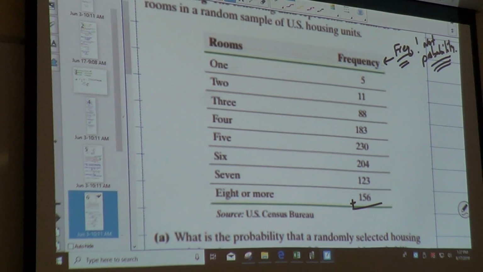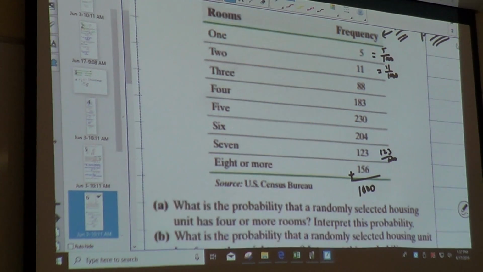What does that add up to be, somebody? 1,000, I think. It adds up to be 1,000. So if we want to know probability, it would be 5 over 1,000, 11 over 1,000, 123 over 1,000. So for the first question, it says, what is the probability that a randomly selected housing unit has 4 or more rooms?